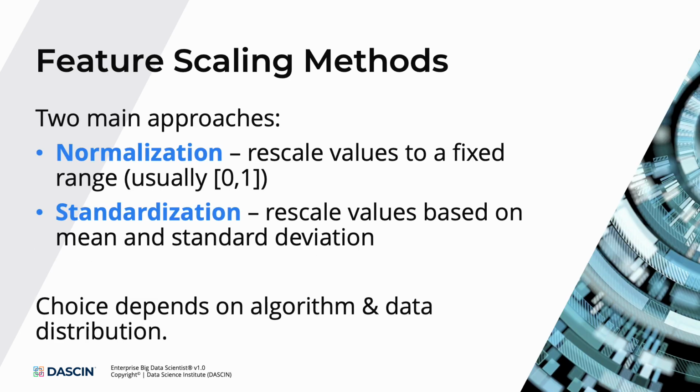There are two main approaches to feature scaling: normalization and standardization. Normalization rescales data into a fixed range, usually between 0 and 1. Standardization, on the other hand, centers the data around the mean and adjusts it to have a standard deviation of 1. The choice depends on the type of algorithm and the distribution of your data. Let's look at each one in more detail.